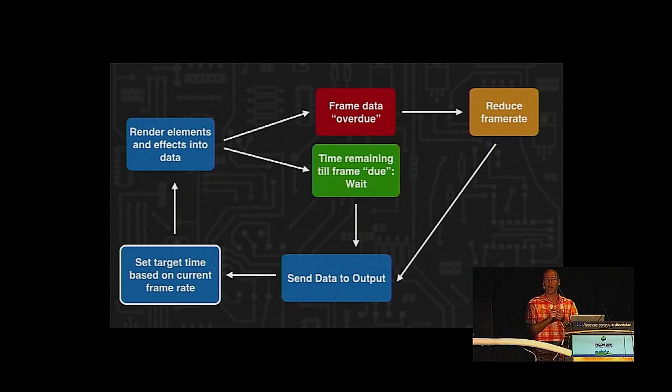However, if I'm overdue and I've missed the mark, I can reduce the frame rate so that the next frame I calculate, I'm giving myself more time to calculate, and give a feedback to what the frame rate is at any given time. And I honestly don't know how other games or other systems do it. This is something I just came up with to address my challenge here.